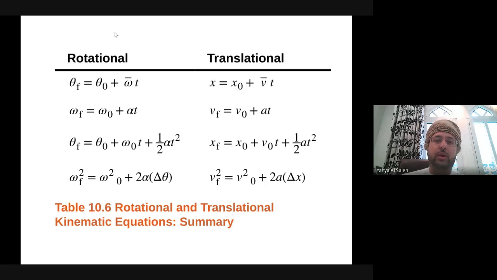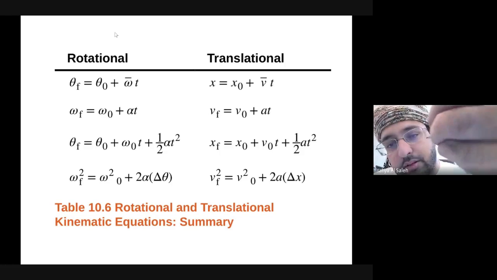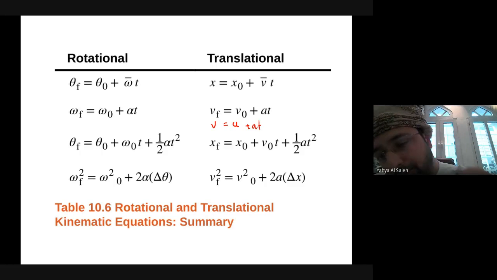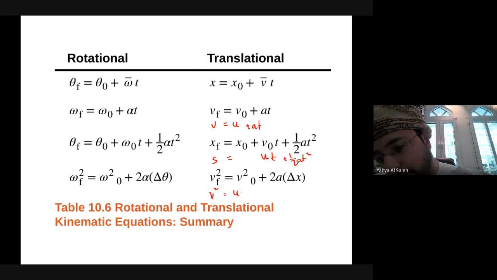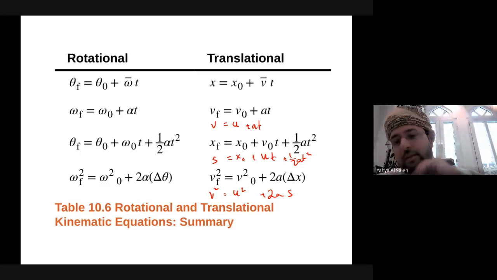Translational equations, rotational equations. So I will also write the way I have been doing it so far. v equals u plus at, s equals ut plus half at squared, and v squared equals u squared plus 2as. You can keep x naught here, and the first one stays.